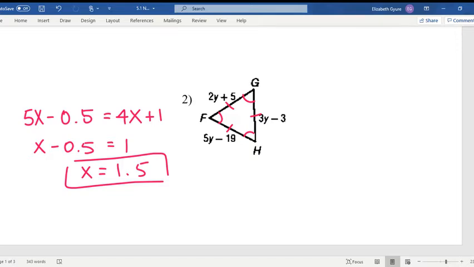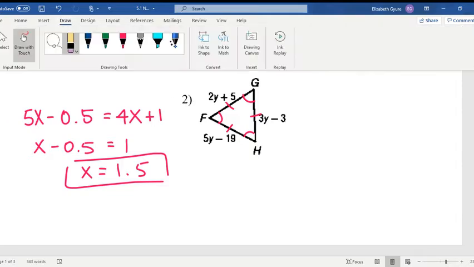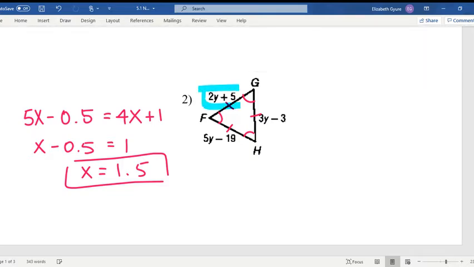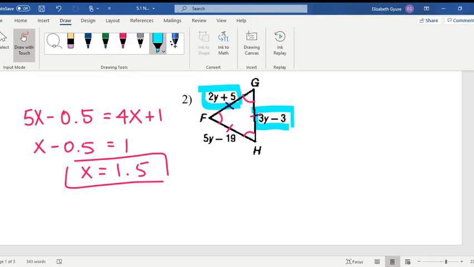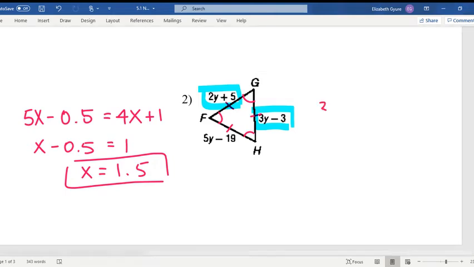Exactly. Yeah, if all 3 are the same, they're all equal, right? If they're all equal, does it matter which 2 I pick? Pick whichever ones you like. Pick whichever ones look nice to you. I'm going to pick 2y plus 5 and 3y minus 1, just because I want to. You can pick the other one if you prefer. And I know they're equal, so I'm going to set them equal to each other.